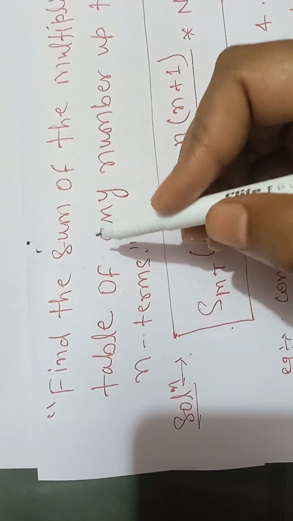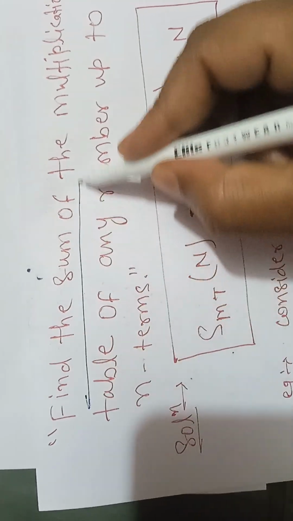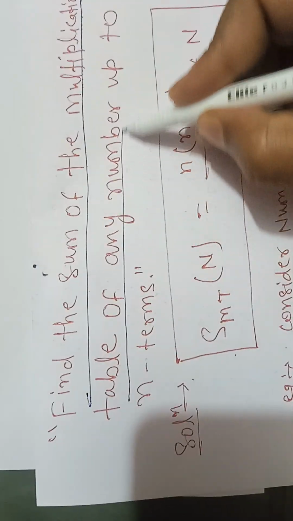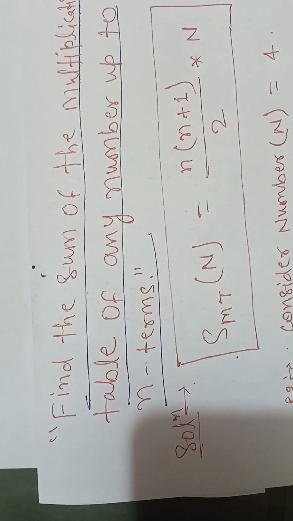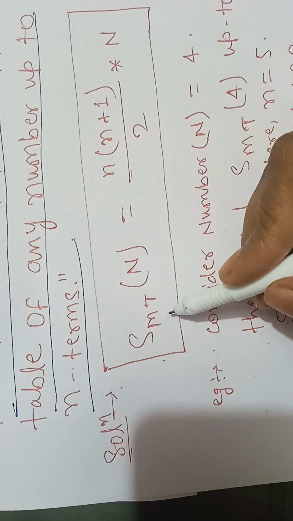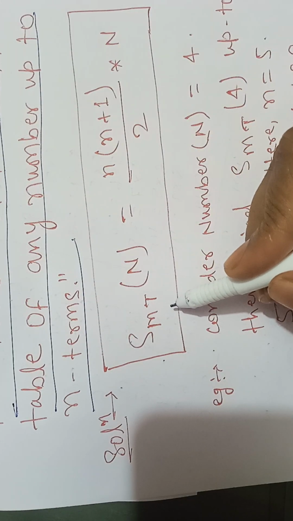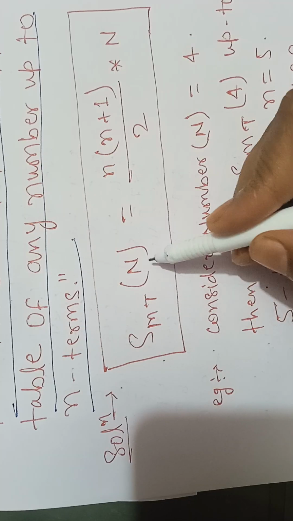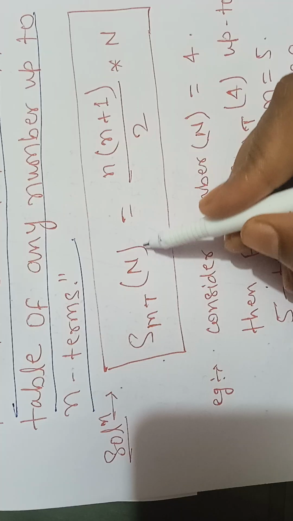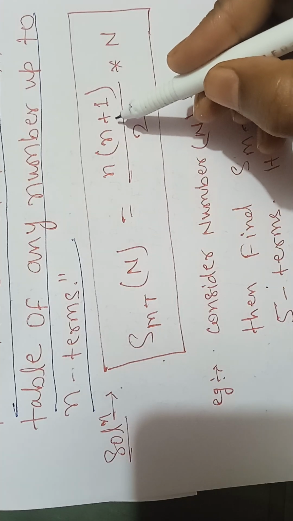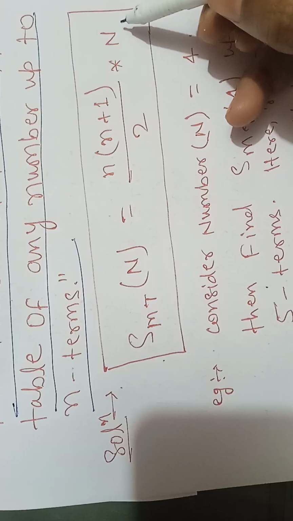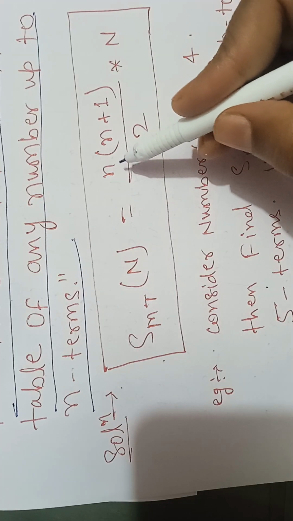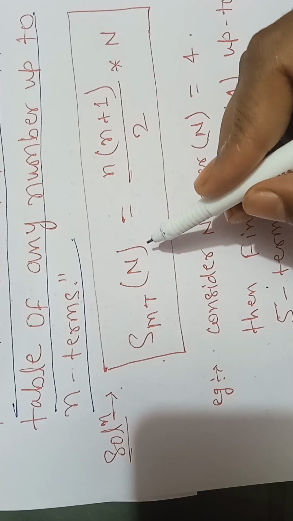So this is the problem statement. Find the sum of the multiplication table of any number up to n terms, and this is our mathematical formulation for finding it. SMT, sum of multiplication table of capital N, equals small n into n plus 1 divided by 2 into capital N, where small n represents the number of terms and capital N represents the multiplication table.